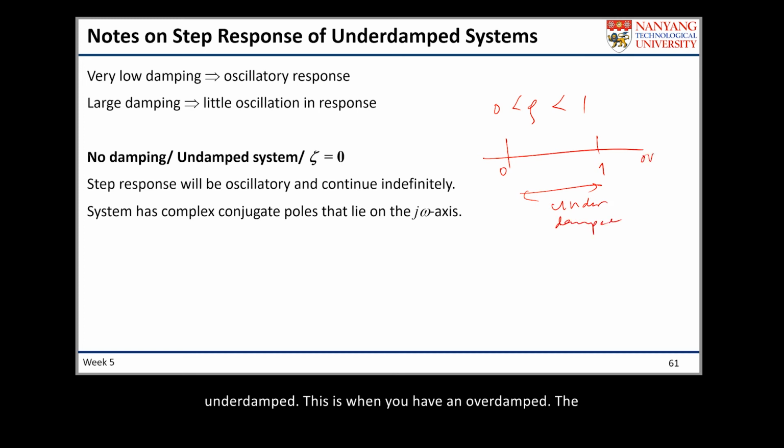This is when you have overdamped. The larger the zeta in your underdamped system, the less oscillatory in your response. That's pretty intuitive, because when it is getting larger, you will tend to enter the overdamped area. When you are in the overdamped case, you don't have oscillation in your response. So that's why the larger the damping, the larger the zeta, the less the oscillation in your response.